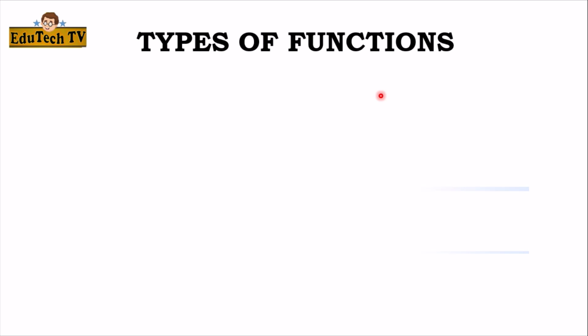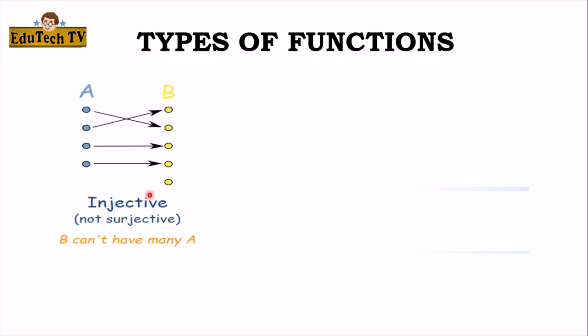Now, here are the types of function. Una, pag meron tayong illustration ng function na ganito, lahat ng A, merong B, pero may natirang element doon sa B. And this is what we call injective. Okay, meron siyang B na walang A. So that's injective.